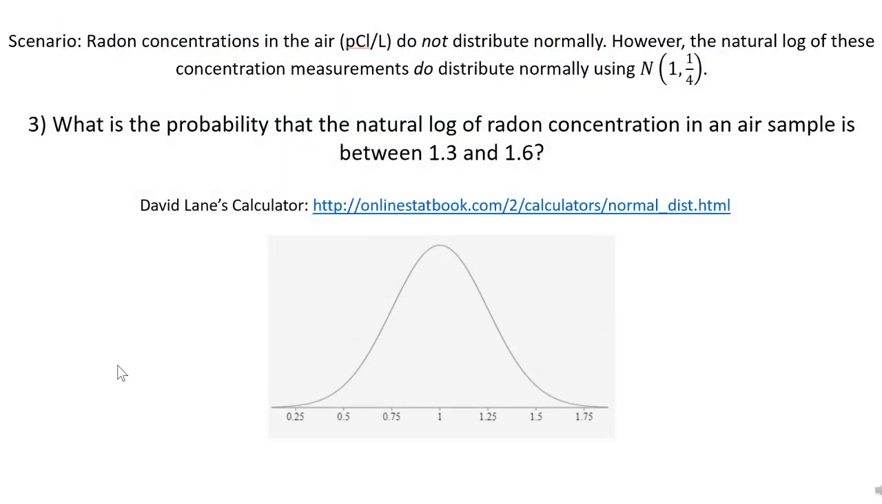Our third question is: what is the probability that the natural log of radon concentration in an air sample is between 1.3 and 1.6? So 1.3 is about there, 1.6 is about here, and we want to know the probability that it's between those two numbers. So again, 1.3 and 1.6 aren't pretty standard deviations, so we're going to need to use a calculator to solve this problem. This time we're going to be using David Lane's calculator.